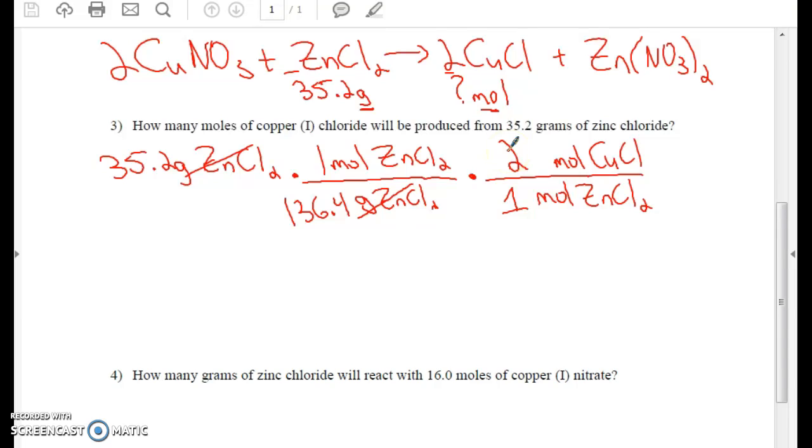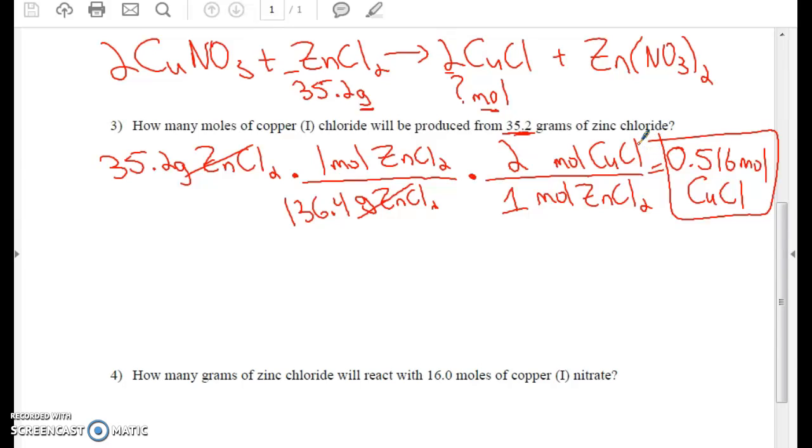Now we started off with 3 significant digits, so we want our answer to have 3, which is 0.516 moles. 0.516 moles, and include the units and whatever compound it is. So 0.516 moles of copper 1 chloride is the answer.